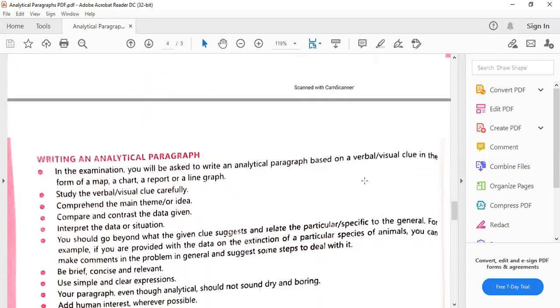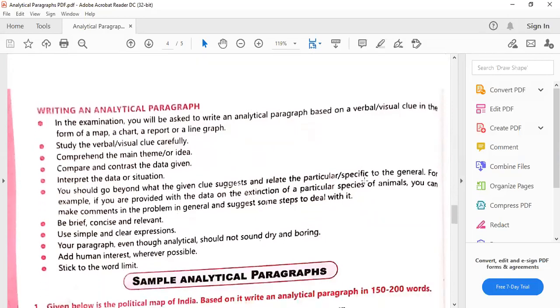So coming to the main point, that is writing an analytical paragraph, which points should be kept in mind? In the examination, you'll be asked to write an analytical paragraph based on a verbal or visual clue in the form of a chart, a map, a report, or a line graph. आपको कुछ ना कुछ इसमें से जरूर दिया जाता है, वर्बल और विजुअल, या तो कोई सिचुएशन होगी, या आपको कोई पिक्चर्स दी जाती हैं, या आपको मैप या चार्ट या कोई रिपोर्ट, लाइन ग्राफ, कुछ टेबल की फॉर्म में डाटा. Study the verbal and visual clues carefully.